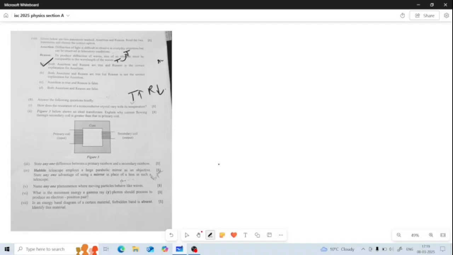Figure 3 below shows an ideal transformer. Explain why the current flowing through the secondary coil is greater than that in the primary. So the secondary current is greater than the primary. It is an ideal transformer, so in an ideal transformer the power input and power output are the same. Power input is primary voltage times primary current, and output is secondary voltage times secondary current. So from here I get secondary current by primary current will be primary voltage by secondary voltage, and this is equal to number of turns in primary by number of turns in secondary.